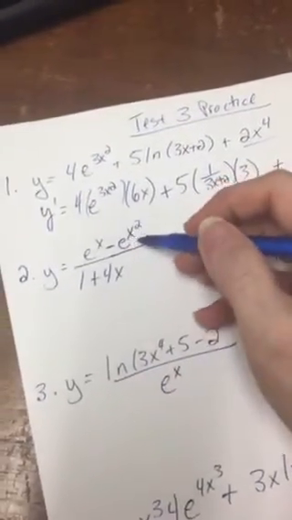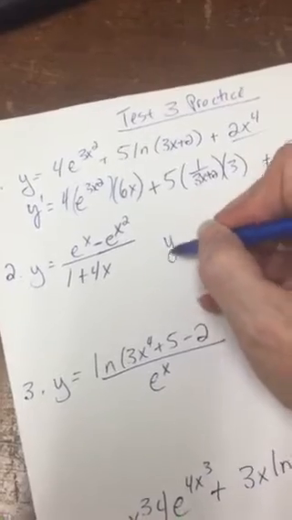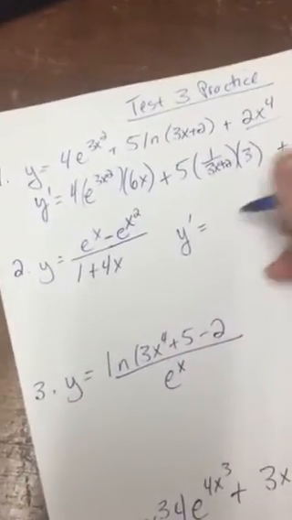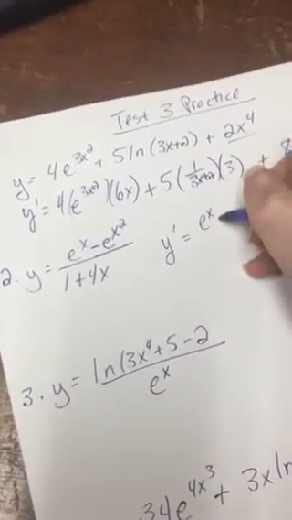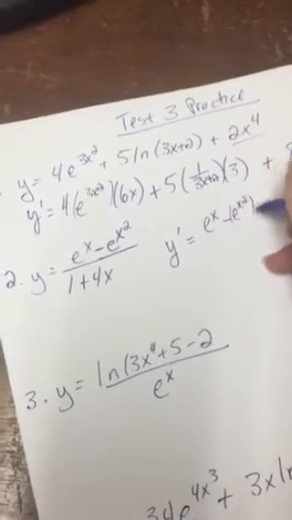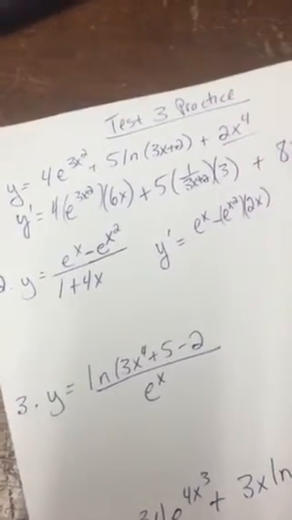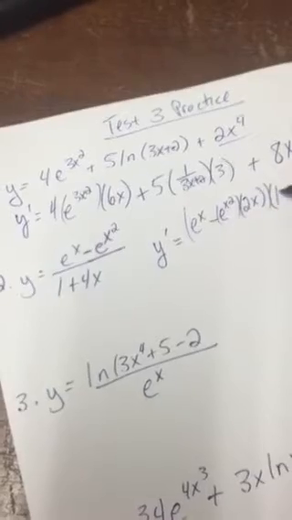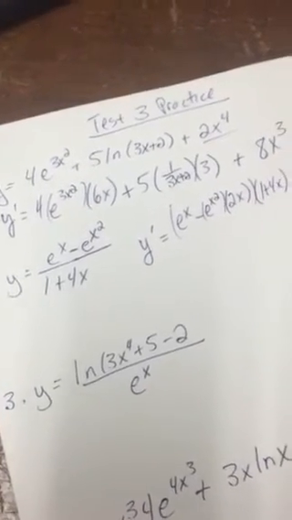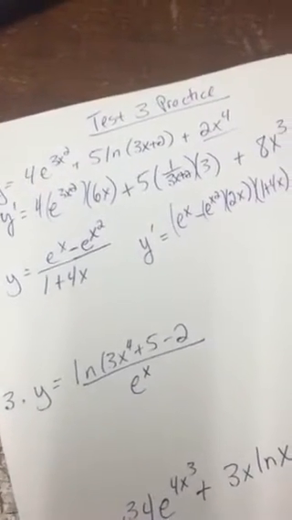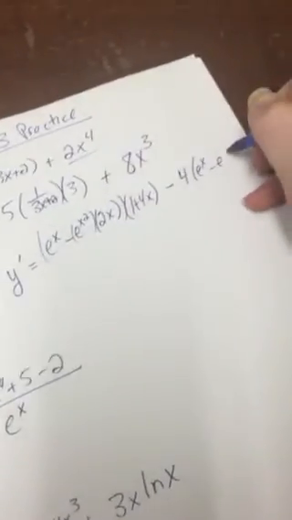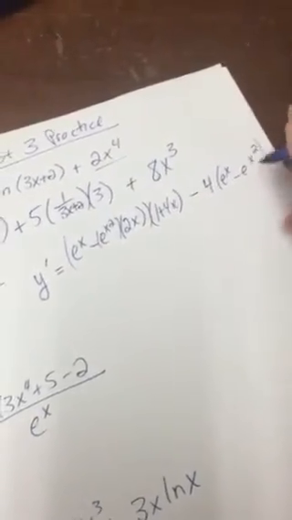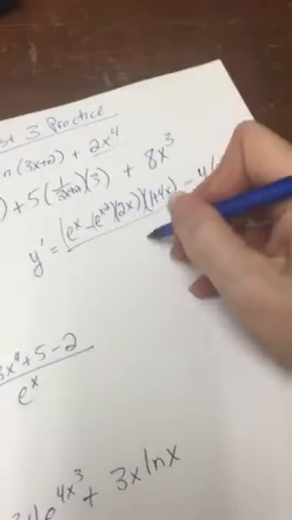This is a quotient rule because we have fractions with x's in the top and the bottom. So we just do our quotient rule. Derivative of the top. Notice there's our original times the derivative of the exponent times the bottom minus the derivative of the bottom times the top over the bottom squared.